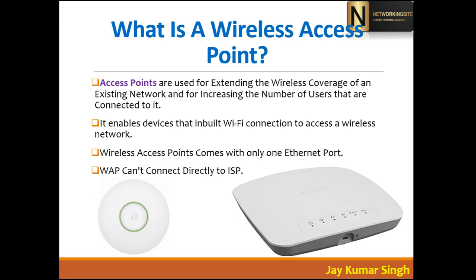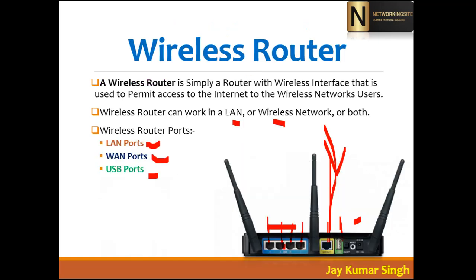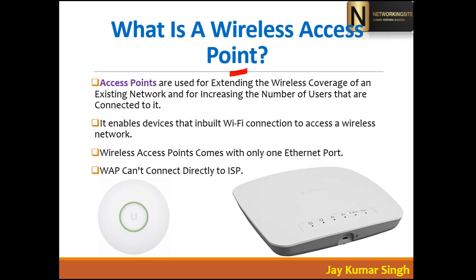Now second is our wireless access point. So what is a wireless access point? A wireless access point is used to extend the wireless signal in your network. Suppose you have a multi-story building in your organization. On your first floor you have this wireless router, and you want to expand your network to the second floor, third floor, fourth floor, like that. In that case, you need to use these kinds of wireless access points.